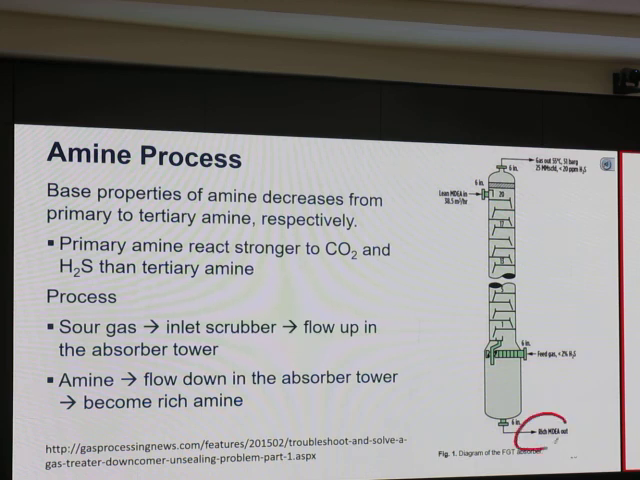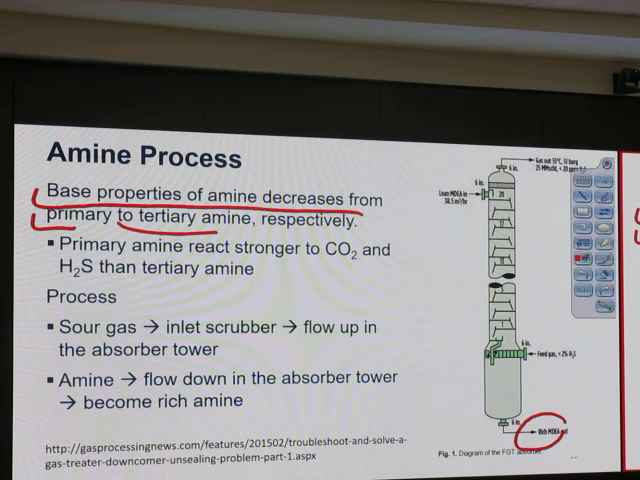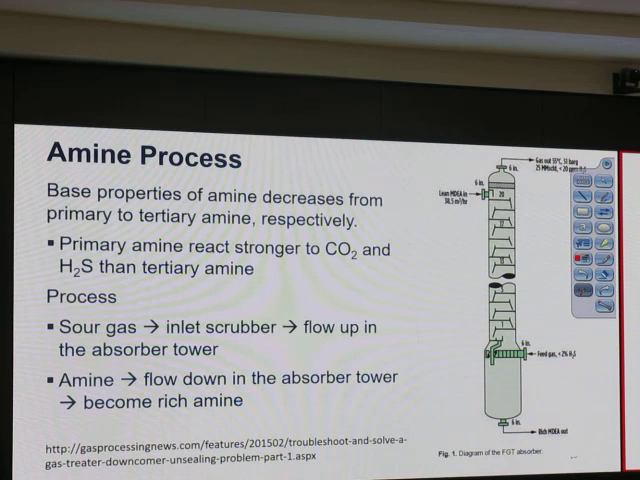When it goes from the bottom, it goes to the regeneration process. We heat it up. What you need to know is this: the base properties of amine degrade from primary to tertiary amine. Primary amine reacts stronger to CO2 and H2S than tertiary amine.